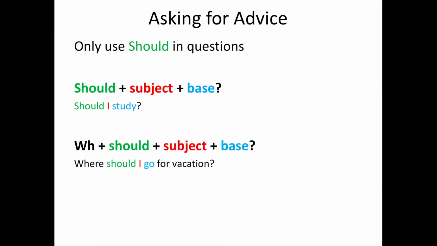To ask for some advice, we only use the modal should. Again, looking at the structure, we start with should, followed by the subject, and then the base verb. For example, should I study? And in WH questions, we'll start with the WH question word, followed by should, then the subject, and then a base verb. For example, where should I go for vacation? Take a moment, pause the video, and practice writing some questions.